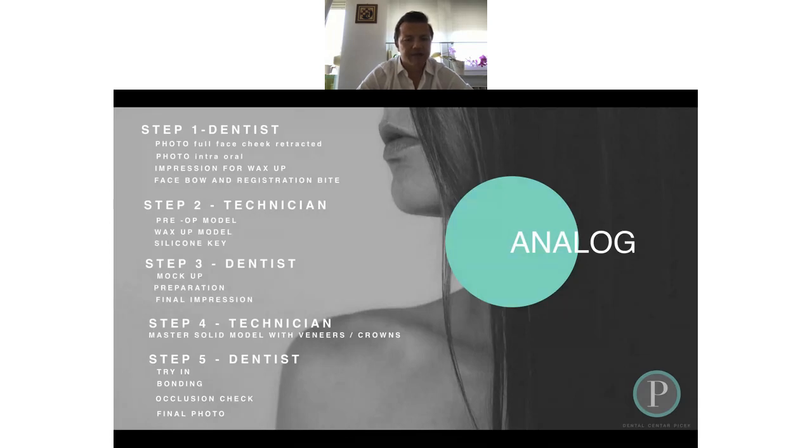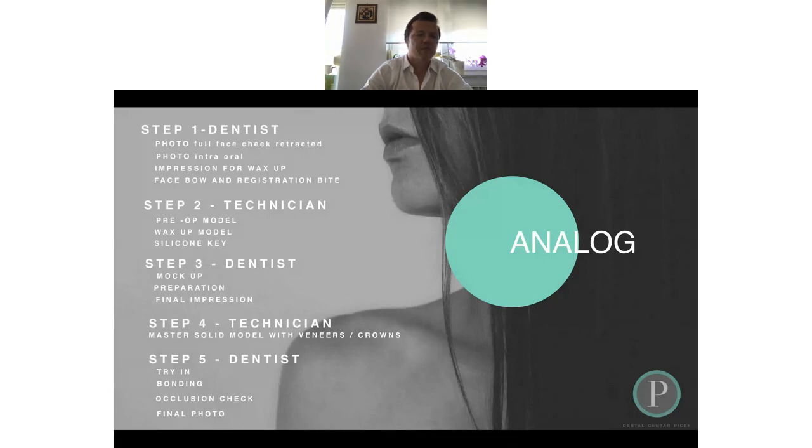Let's say the patient approves, he liked it, and we start the preparation and final impression. After we send our impression to the dental lab, the dental technician will make the units which we ask him to do, which could be crowns or veneers, depending on the case.